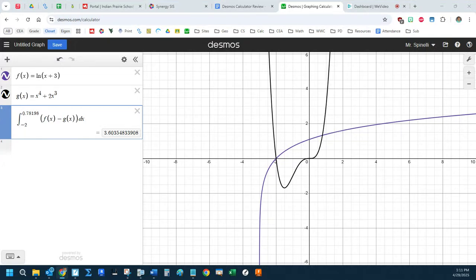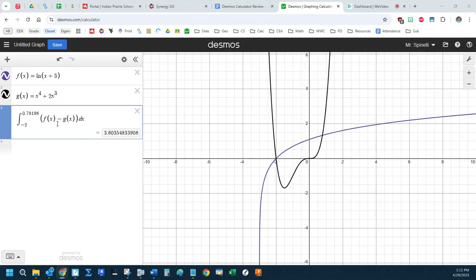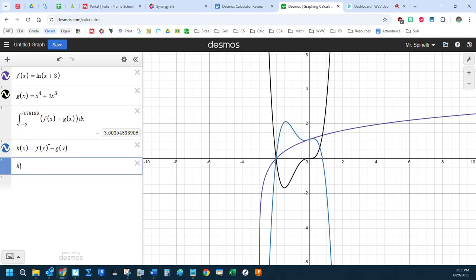The next one, it says the vertical distance between the graphs of f and g is given by the function h. Is h increasing or decreasing? So I really just need to find h prime of -0.5. So again, I would define my function h, which is the distance between the functions, which is f minus g. And I just need to find h prime. So again, h apostrophe, and I plug in -0.5.